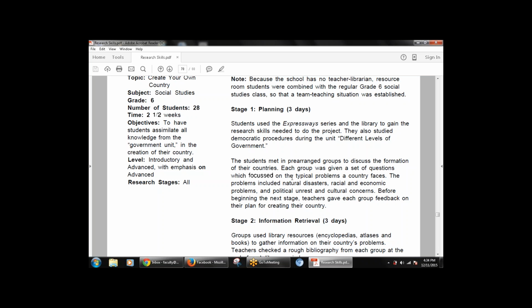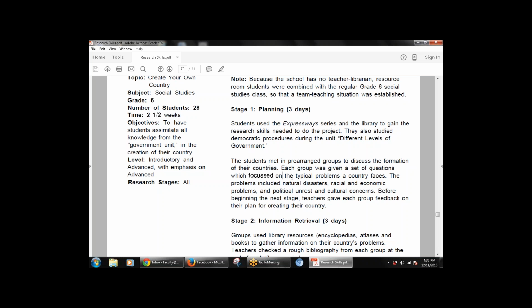That is, every group has a set of questions, which focus on the typical problems a country faces. So what are the various problems? They include natural disasters, racial and economic problems, political unrest, and cultural concerns.